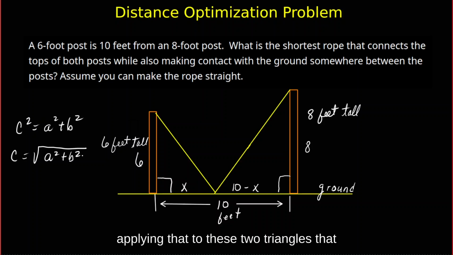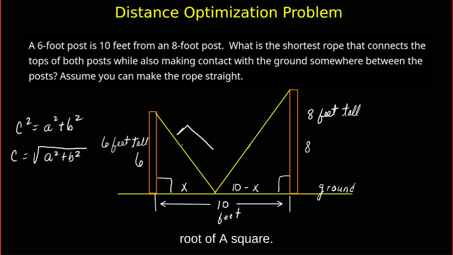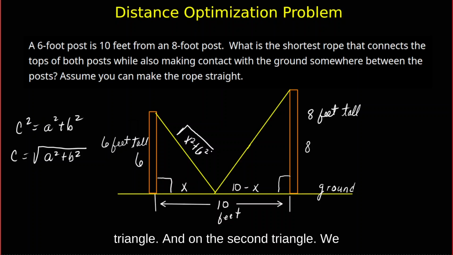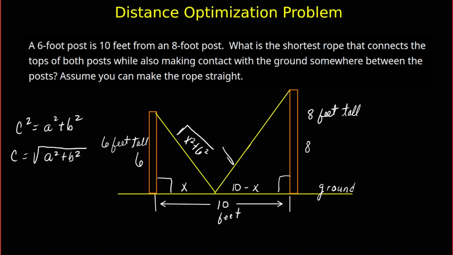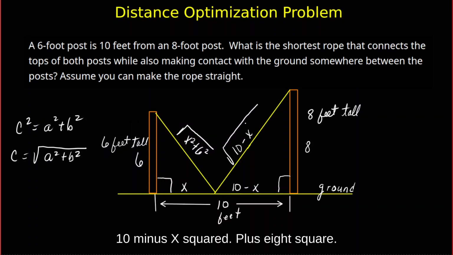So applying that to these two triangles that we have, we can say that the first triangle, the hypotenuse is the square root of x squared plus 6 squared. And on the second triangle, we can say the hypotenuse is equal to the square root of 10 minus x squared plus 8 squared.